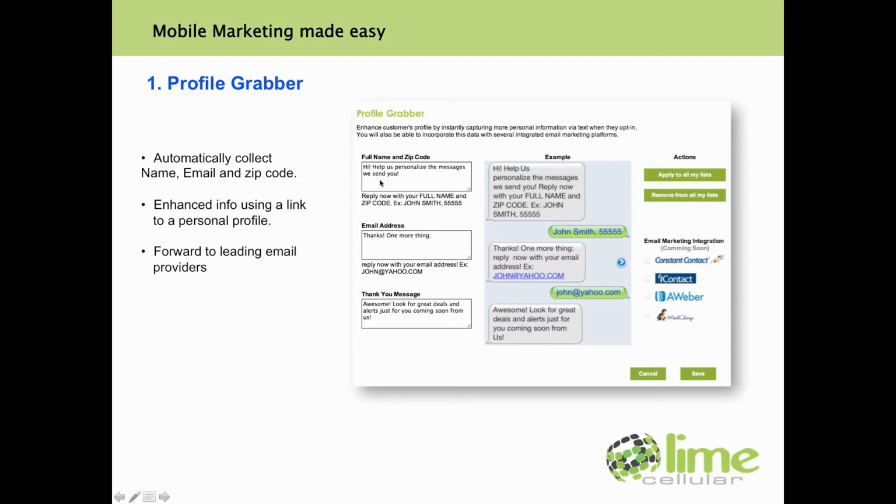So for example, here we have a default text that we put here, but you can change it. And here in this example, once I text pizza, I'll get right back, hi. Help us personalize the messages we send you. Reply now with your full name, zip code, and it shows an example to the user how to do it. So it'll be John Smith, comma, space, the zip code. So here in this example, you see John Smith replied his name, comma, zip code.